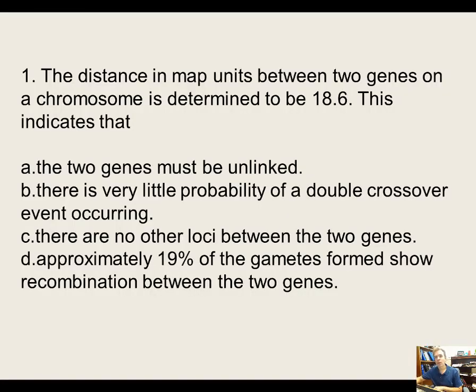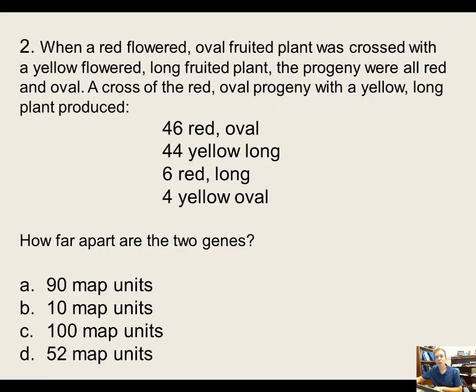The first question: the distance in map units between two genes on a chromosome is determined to be 18.6. This indicates what? Number two, when a red-flowered, oval-fruited plant was crossed with a yellow-flowered, long-fruited plant, the progeny were all red and oval. A cross of the red oval progeny with the yellow long plant produced the following. How far apart are the two genes?